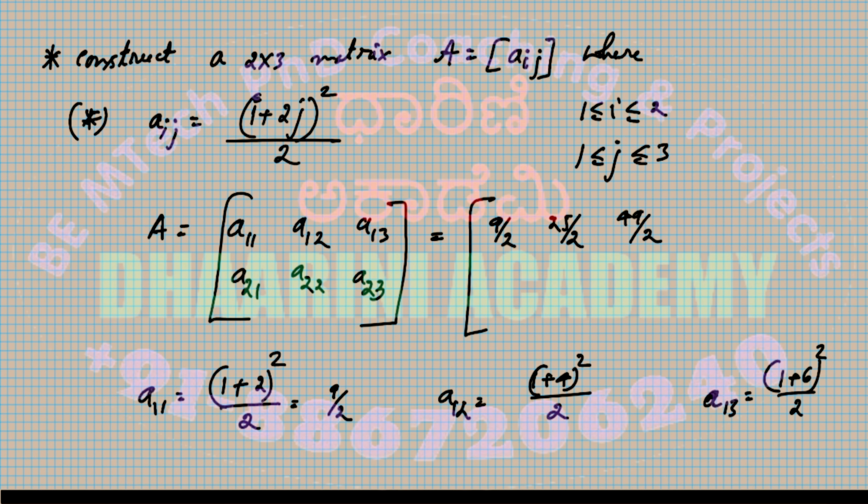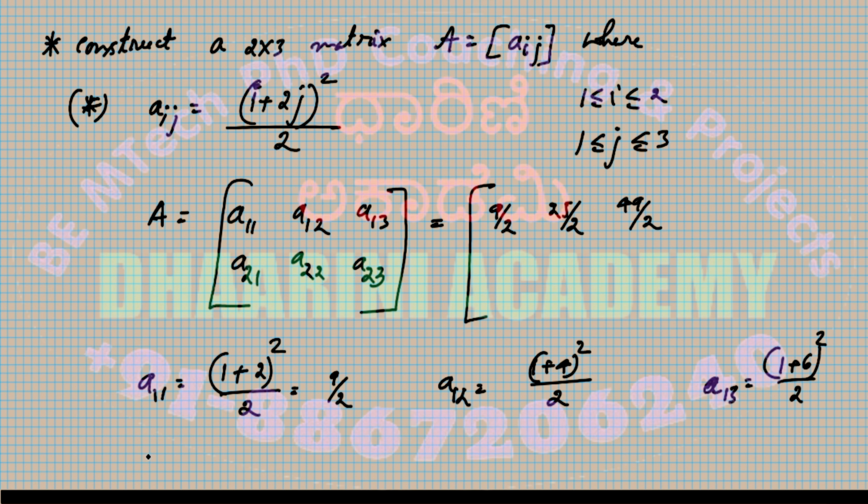Let's move further. A21 is equal to, this is 2 plus 2, the whole square divided by 2. So 2 plus 2 is 4, 4 squared is 16. 16 by 2 is 8. So the next entry will be 8. Then A22 is equal to 2 plus 2 into 2, 4, the whole square divided by 2. So 4 plus 2 is 6, 6 squared, 36, 36 by 2 is 18. So the next entry will be 18.